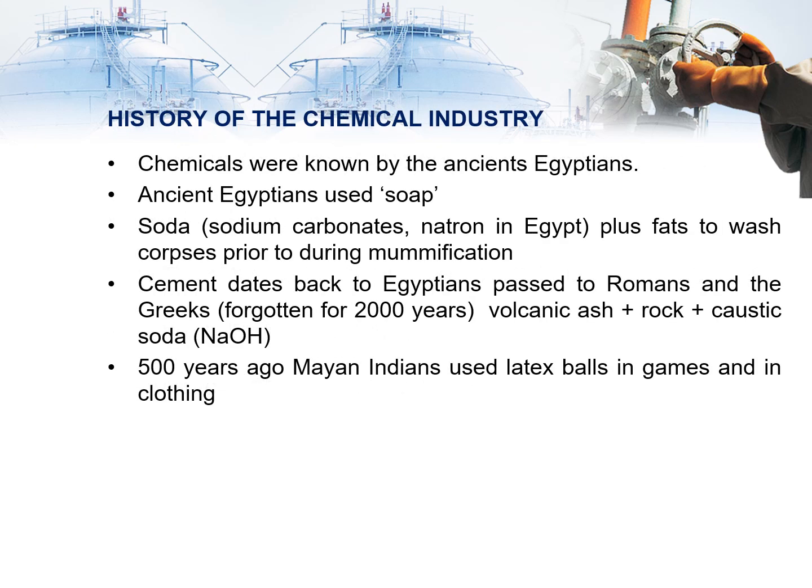So we talk about the history of the chemical industry. The chemical industry was known by the ancient Egyptians. It originated from ancient Egypt, India, Greece. The ancient Egyptians used to make soap from soda, that's sodium carbonate, and then they would add fat to it. This soap was used to wash corpses or dead bodies in order to prevent them from decaying earlier, or to keep them for a longer period.